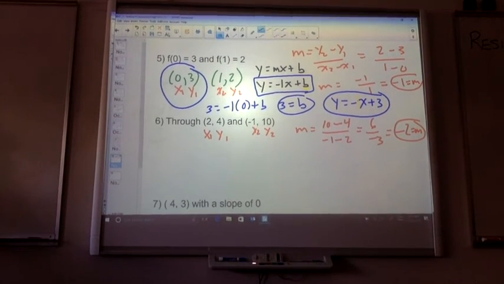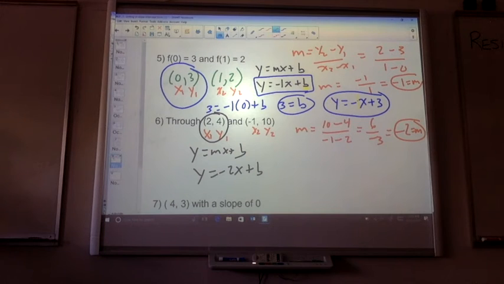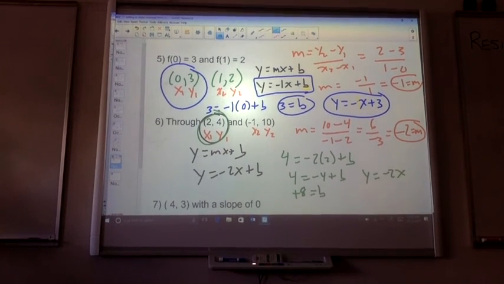Okay, and again, I'm going to use y equals mx plus b. I know my m value is -2. So I'm just going to pick one of my values, plug it in. Doesn't matter which one. I'll just choose this one. So I'm going to get 4 equals -2 times 2 plus b. 4 equals -4 plus b. What's b equal to? Positive 8, isn't it? y equals -2x plus 8.